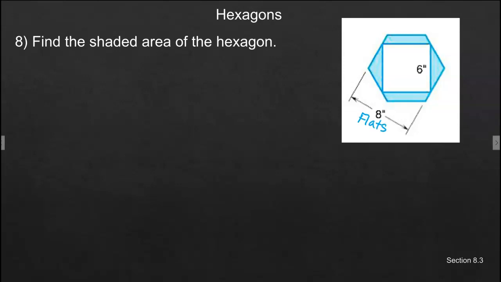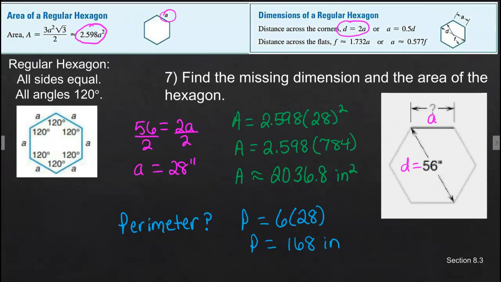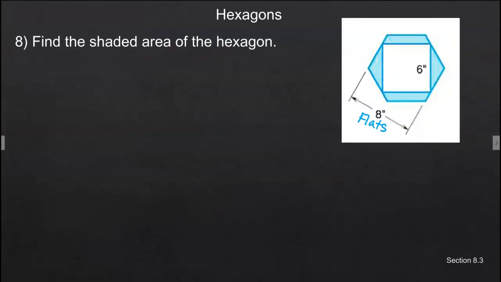Okay, and so if we go back and we look at our formulas on the previous slide, then we see that the length of the side is 0.577 times F. Well, this is F, right? That's F. So F is 8 inches, right? That's across the flats on my hexagon. I'm going to plug that into the formula to find A, because if I'm going to find the area of the hexagon, I need to know the length of the side.